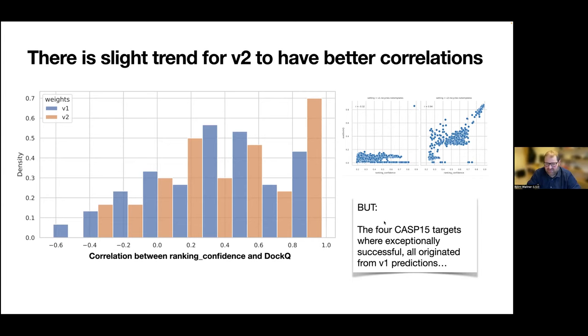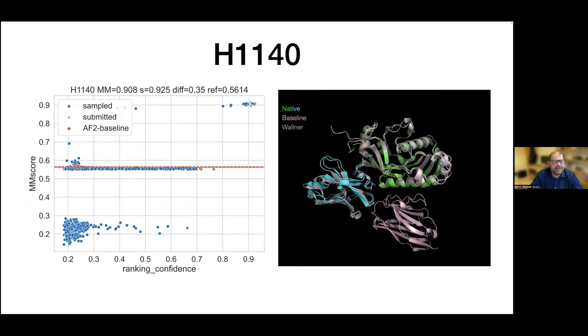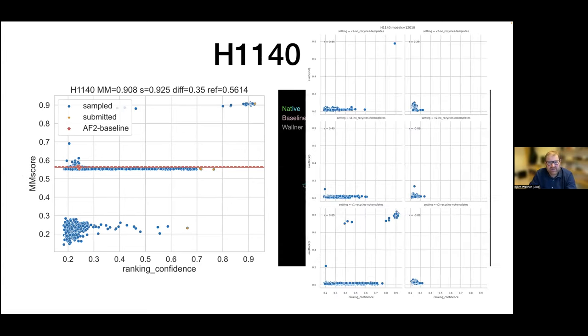But as I also noticed, the 4 CASP targets that were exceptionally successful all originated from version 1 predictions, which I thought was a bit remarkable. So this was one of the targets that were very successful. I show this as MM score because it's MM aligned, but it's sort of TM score. And now I recalculate this with DocQ. So this is now with the 6 different settings. If you overlay all of these plots, it's basically this plot, but with a different y-axis. And all the high scoring ones, these ones here, are coming from version 1.